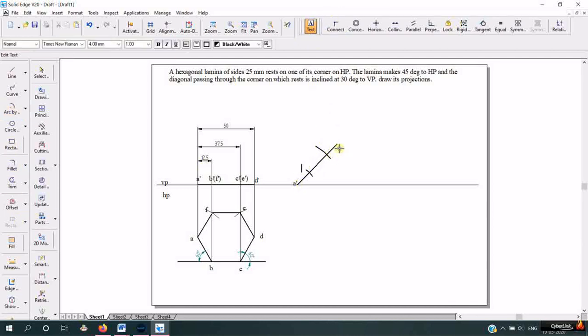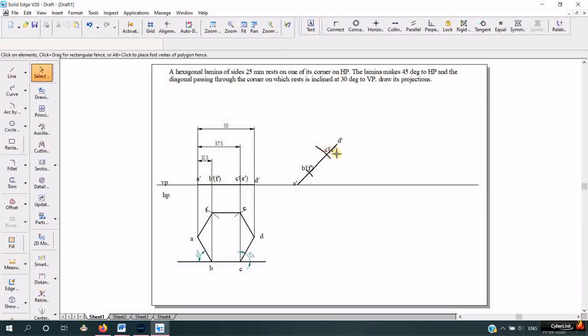And now name these corners. This is A dash and this is B dash of F dash. Then C dash of B dash, and next this is C, the last corner D dash.